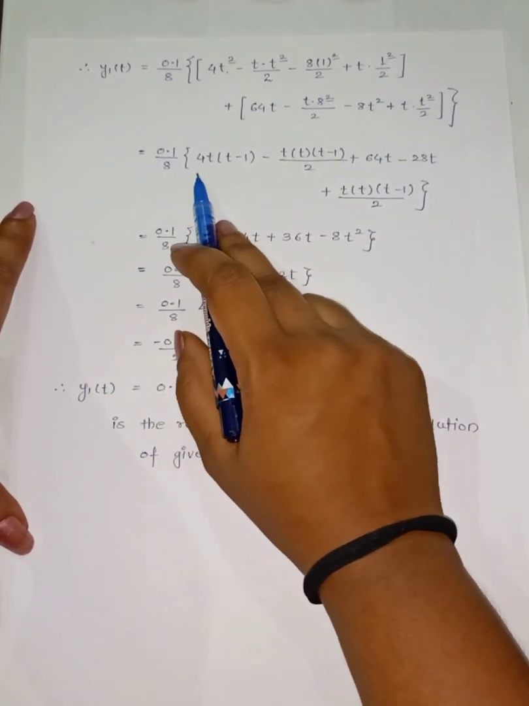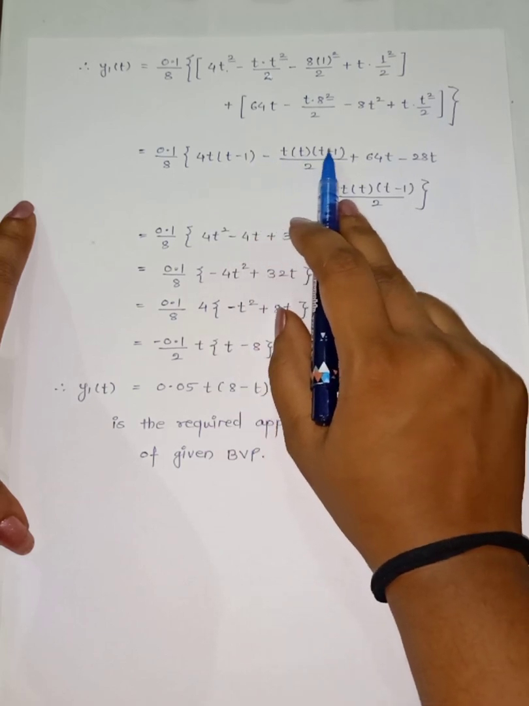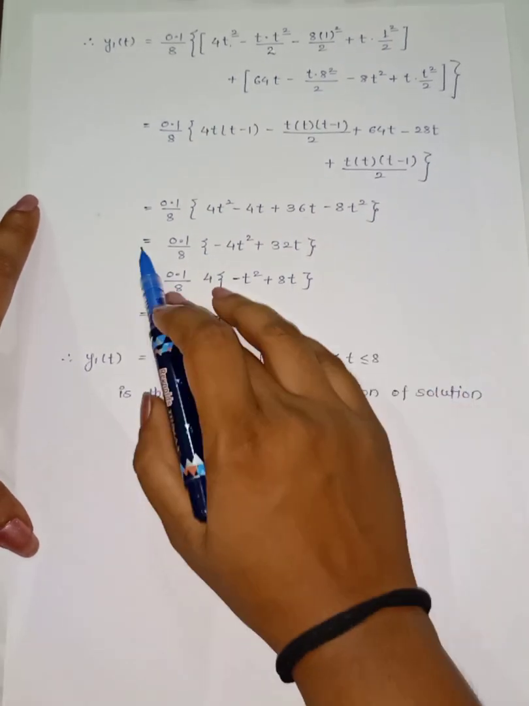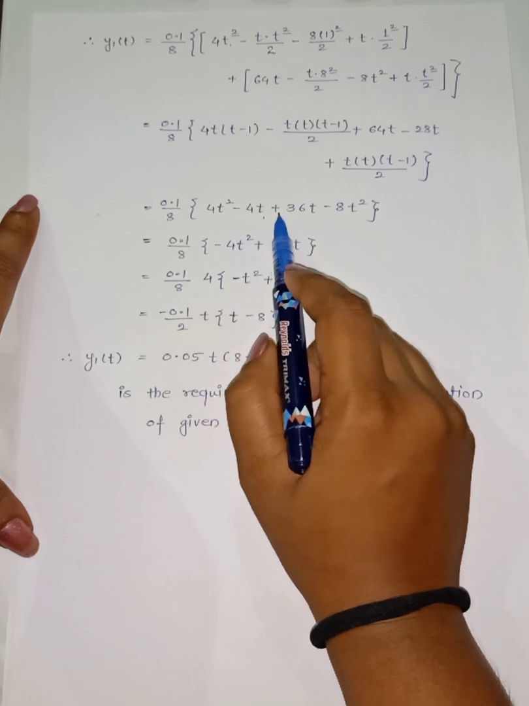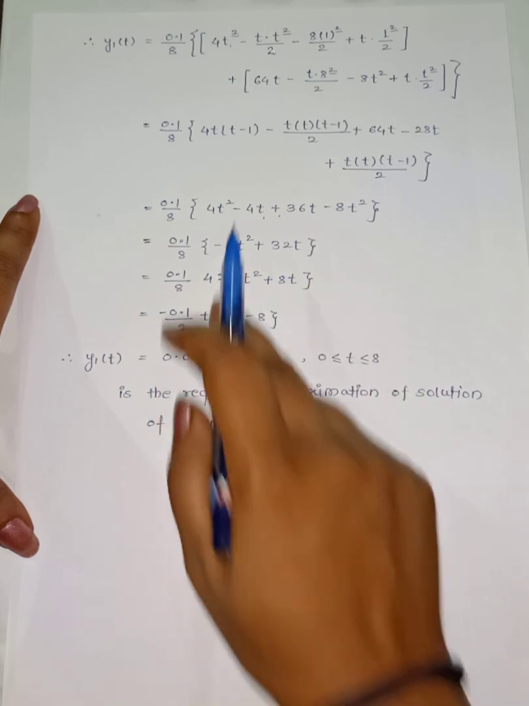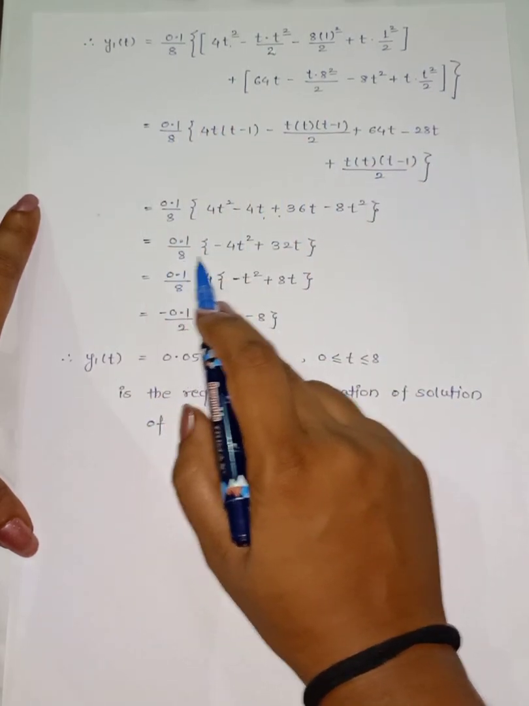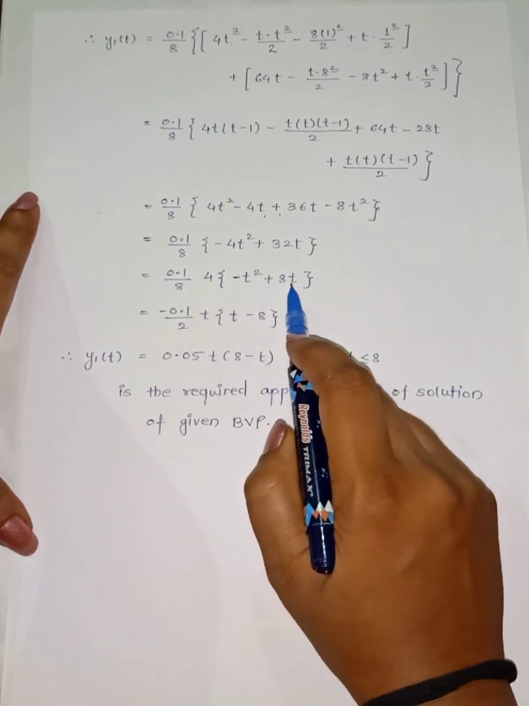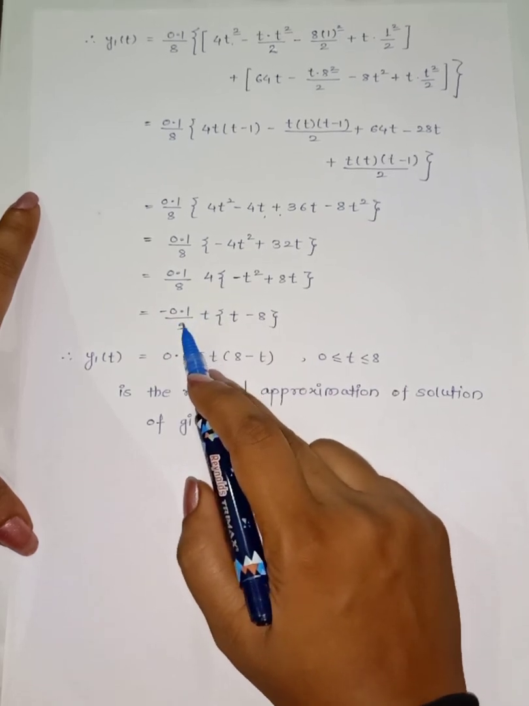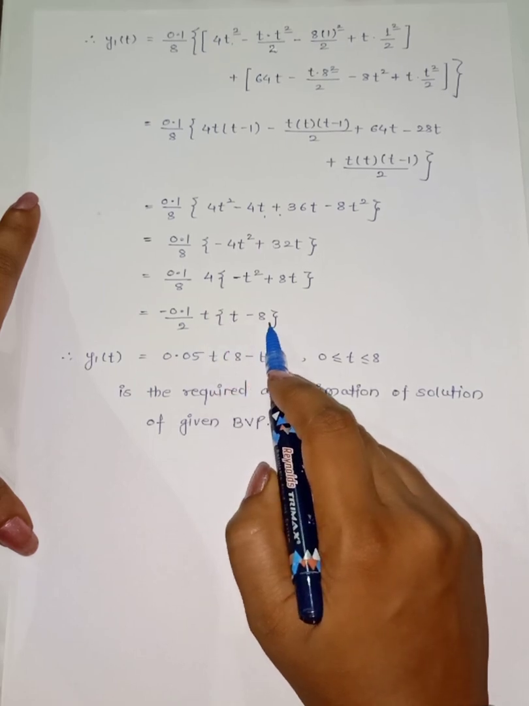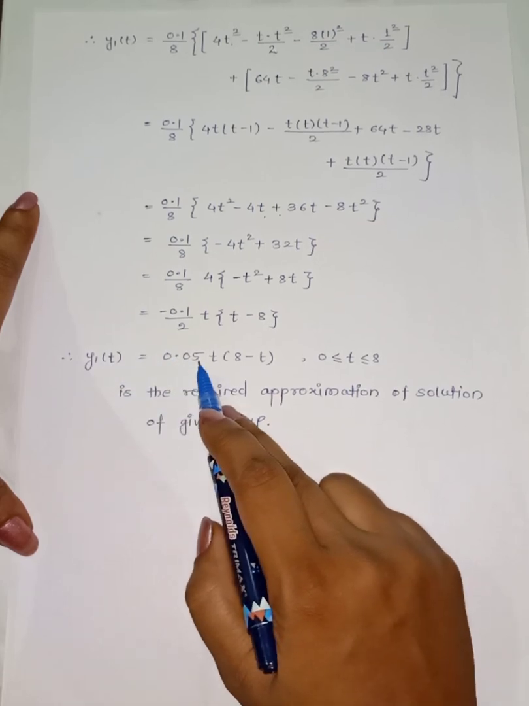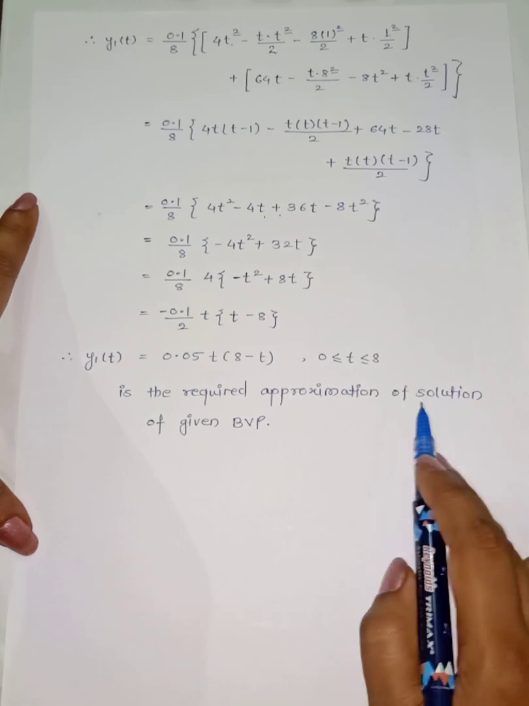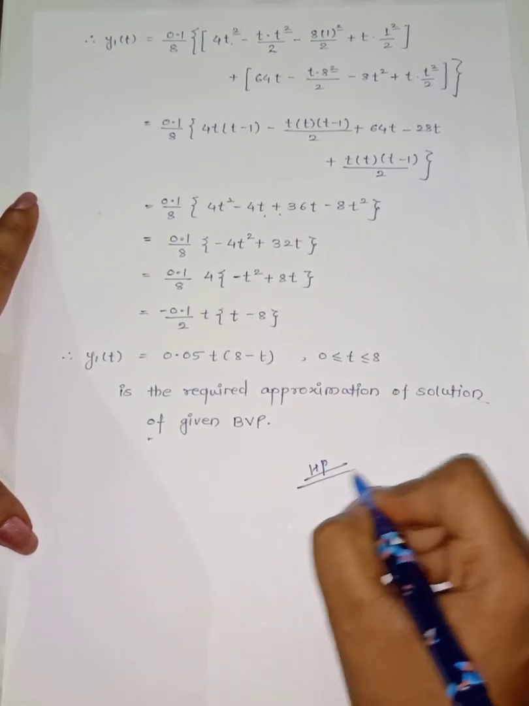Then we get 0.1 by 8 into 4t into t minus 1 minus t into t minus 1 by 2 plus 64t minus 28t plus t into t minus 1 by 2. Then next we get 0.1 by 8 into 4t square minus 4t plus 36t minus 8t square. So after solving this we get 0.1 by 8 into minus of 4t square plus 32t, that is equal to 0.1 by 8 into 4 into minus t square plus 8t. From this we took 4 common, that is equal to minus 0.1 by 2 into t into t minus 8, that is y1 of t equals 0.05 t into 8 minus t, which is the required approximation of the solution of the given BVP.